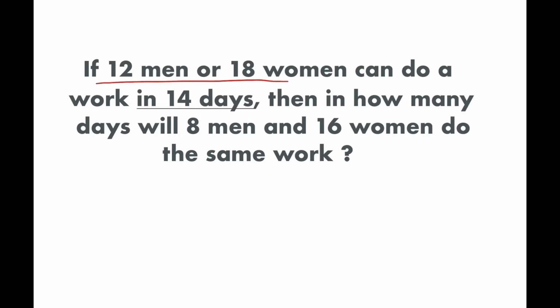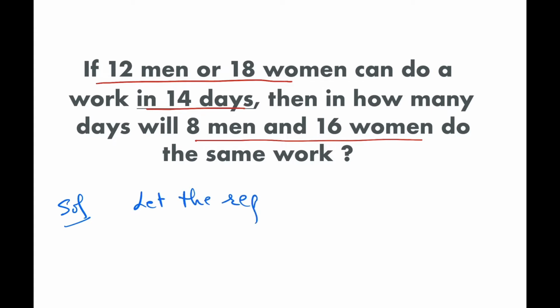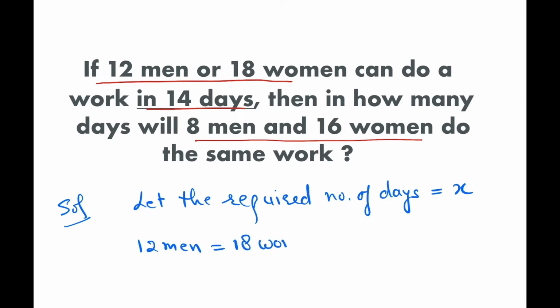If 12 men or 18 women can do a work in 14 days, then in how many days will 8 men and 16 women do the same work? So, for this, let the required number of days equal x. Now here 12 men equal 18 women.